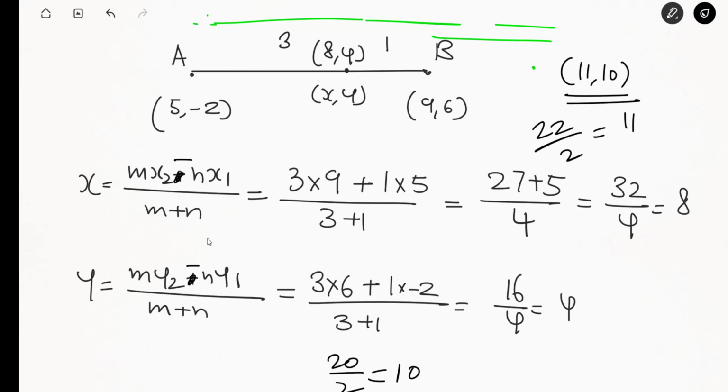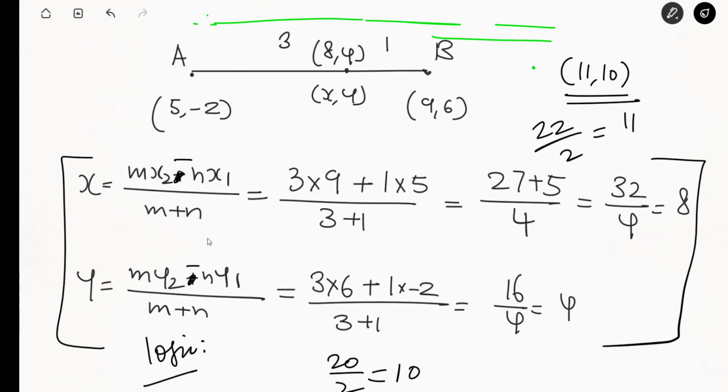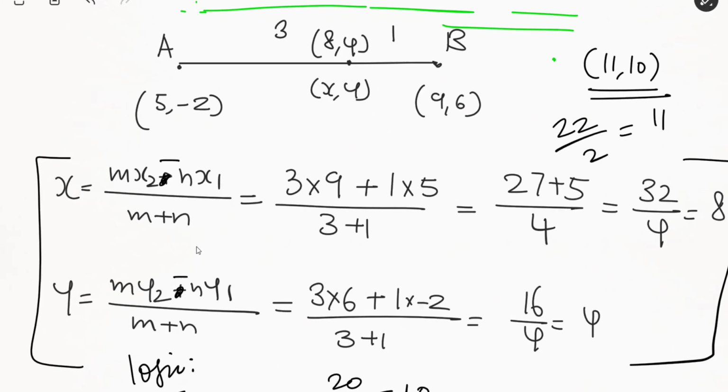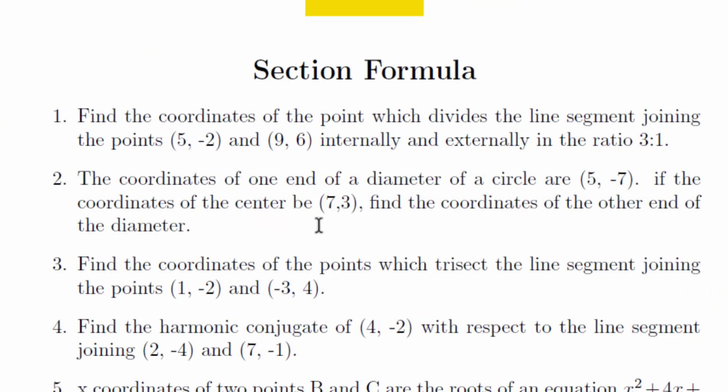So what was the logic here? Just application of formula. We will always discuss how we came up with this solution, not by looking into the book or the way it is solved in the book. The coordinates of one end of a diameter of a circle are (5, -7). If the coordinates of the center are (7, 3), find the coordinates of the other end of the diameter.